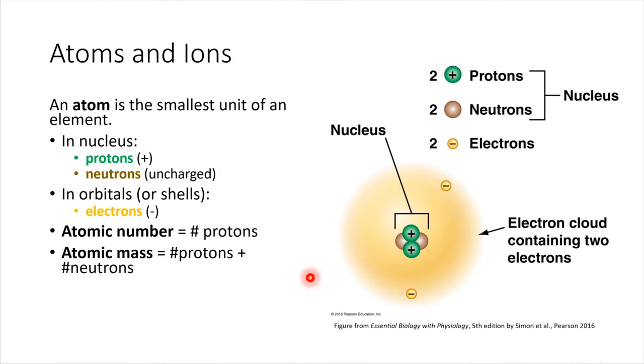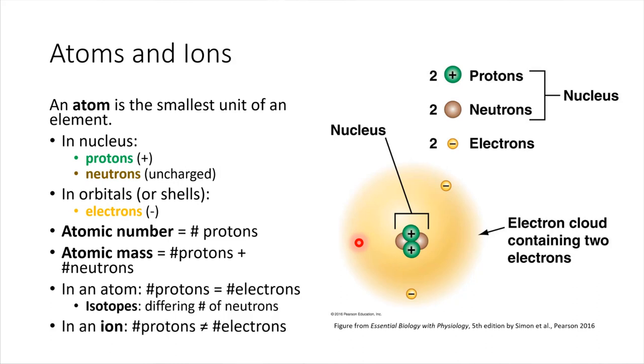All right, in atoms of a given element, always the atoms will have the same number of protons. However, the number of neutrons can vary, and this is how we get different isotopes of a given element. So you can have different isotopes, which will have different atomic masses, right? They'll weigh different amounts because the number of neutrons vary from isotope to isotope.